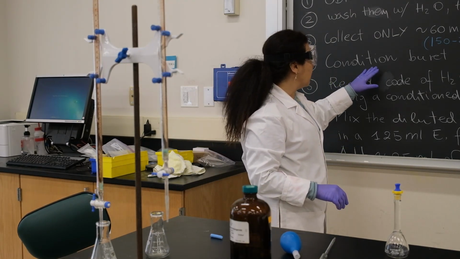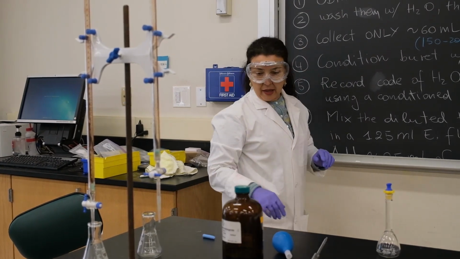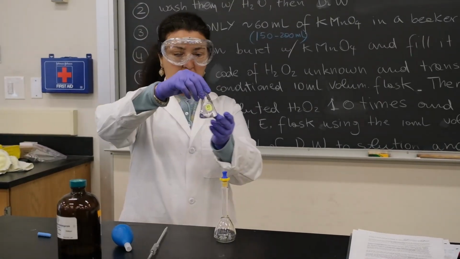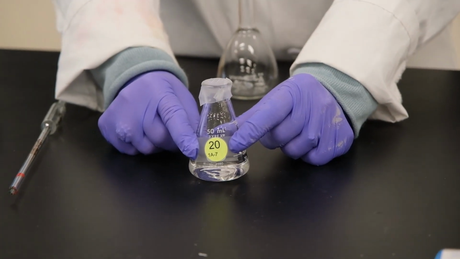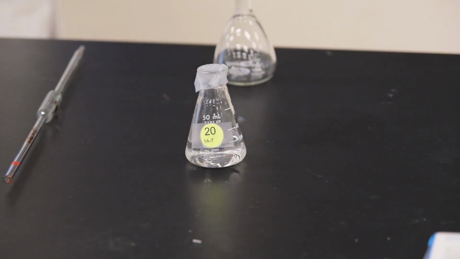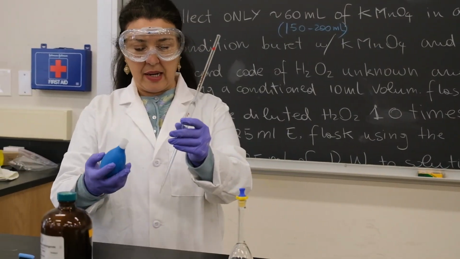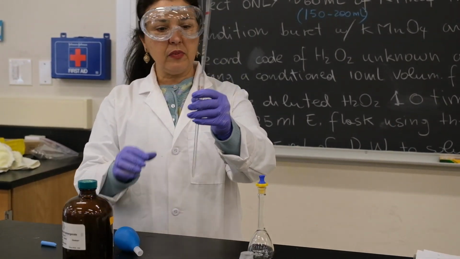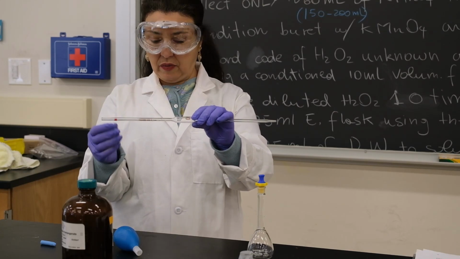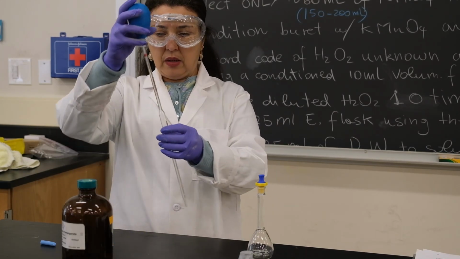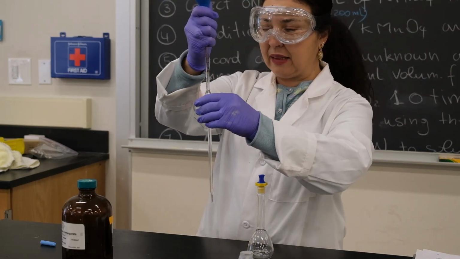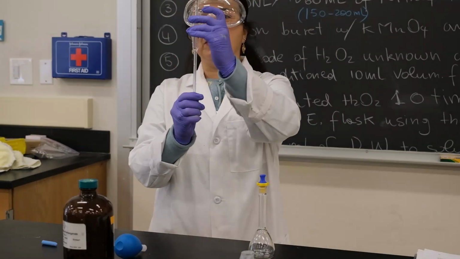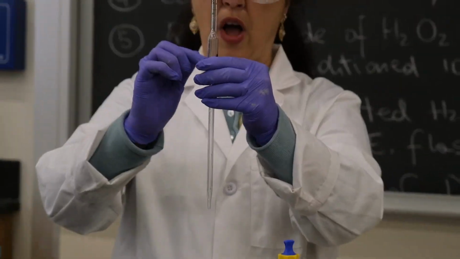Okay, once you condition the burette, you take your unknown. Here is one of the unknowns. Record the number of the unknown, the code of the unknown, and you use the 10 milliliter volumetric pipette to collect exactly 10 milliliters. Remember that you have to collect to the mark, so you always go above.